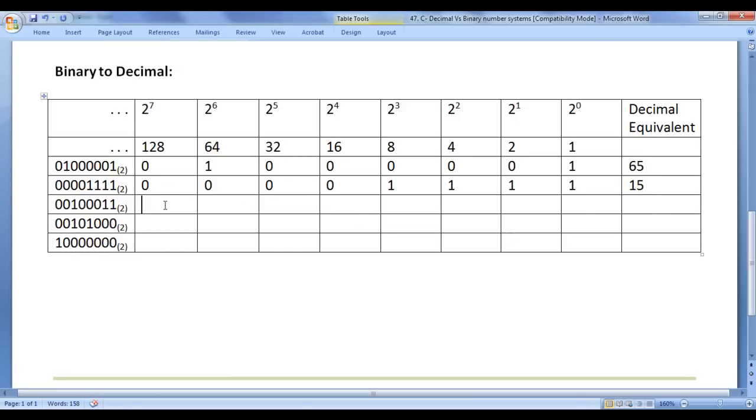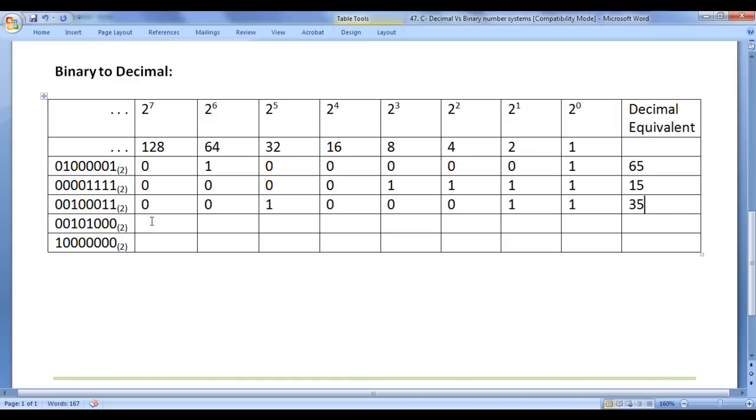Let's convert this. I write down here 0, 0, 1, 0, 0, 0, 1, 1, guys. Above 1 we have 32. Above this one we have 2. Above this one we have 1. So 32 plus 2 is 34. 34 plus 1 is 35. So 0, 0, 1, 0, 0, 0, 1, 1 indicates 35, guys.